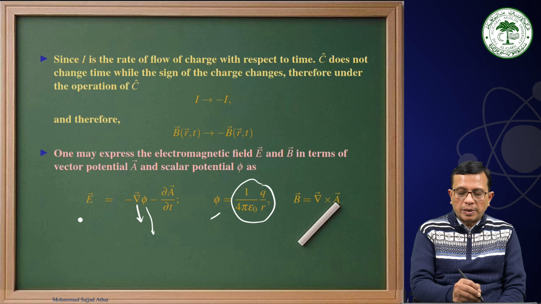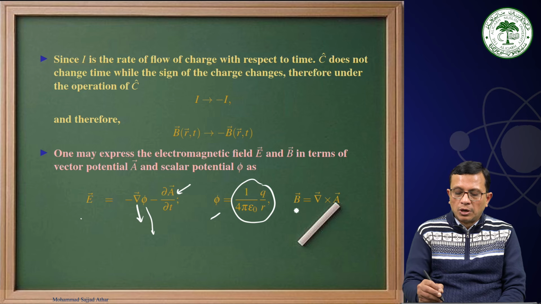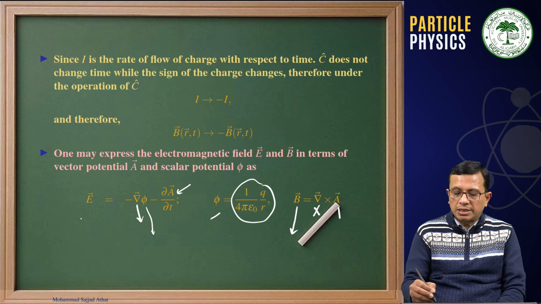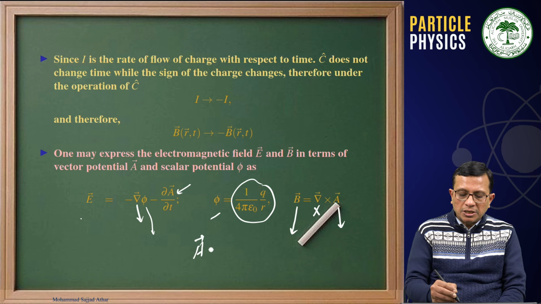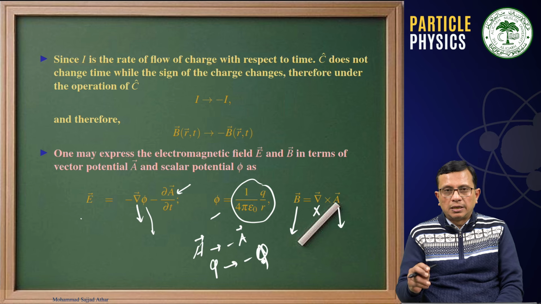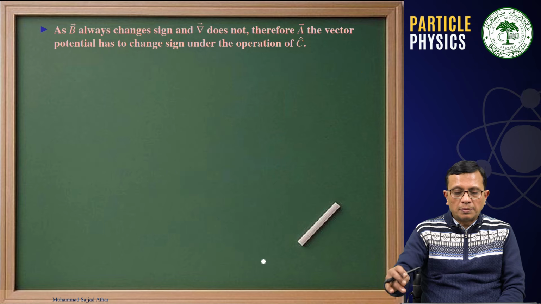E is changing to minus E, and that means A is changing to minus A. And therefore you can look at here also, B is changing to minus B, delta is unchanged, and A is changing to minus A. Therefore, both vector potential and scalar potential change sign under the C operation.